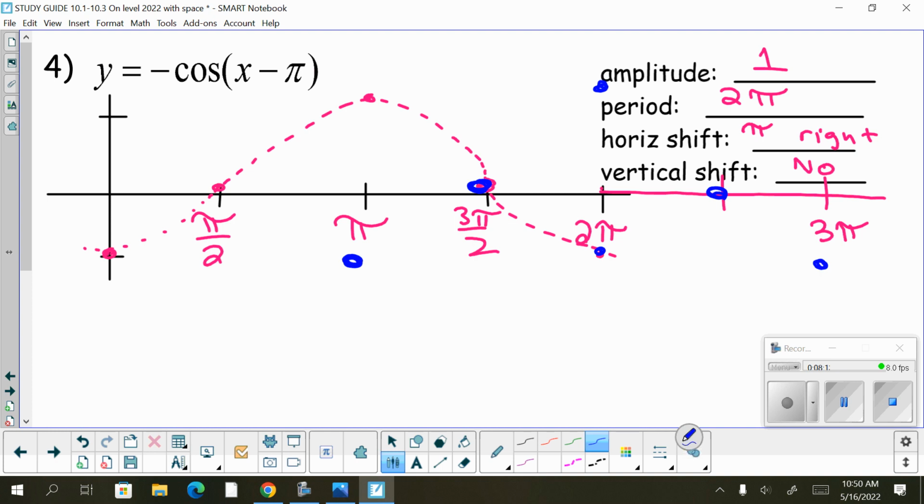Now, oh, I messed one up. Oh, it was this one. This one wasn't supposed to be blue. This was supposed to be pink. I don't know what I was doing there. All right, now we're good.